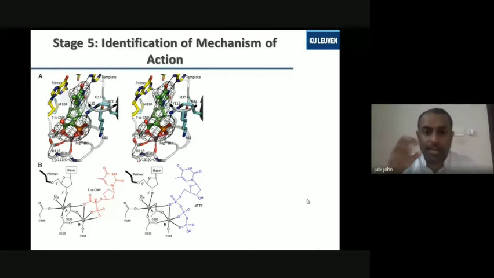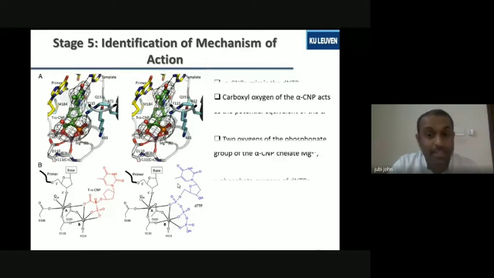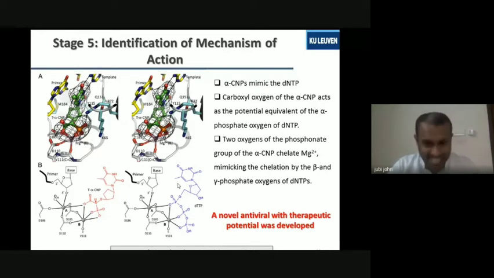In such a way, we made a complex of our molecule with the reverse transcriptase enzyme and checked the X-ray, and we found that the carboxyphosphate group was chelating with both the magnesium metal centers, just as in the binding of natural deoxythymidine triphosphate, which we have seen earlier. It was effectively mimicking the triphosphate moiety, and we found that our hypothesis was correct, and we developed a novel antiviral with therapeutic potential. So we will go through the stages once again.